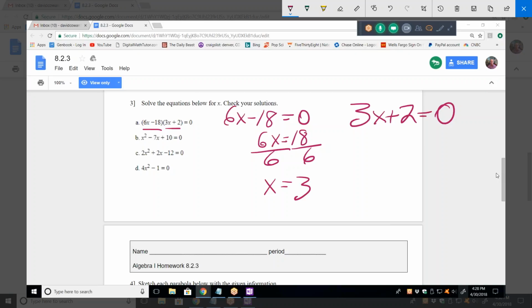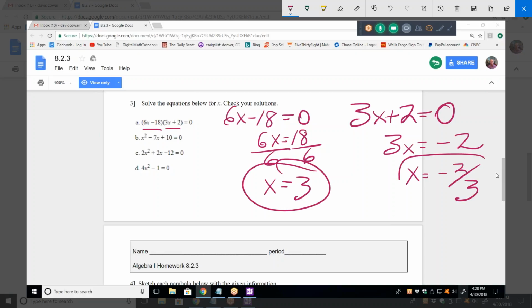The other one is subtract 2 from both sides. Because right now 2 is being added, so you want to do the opposite. Then divide both sides by 3. Yeah. So those are your two solutions.